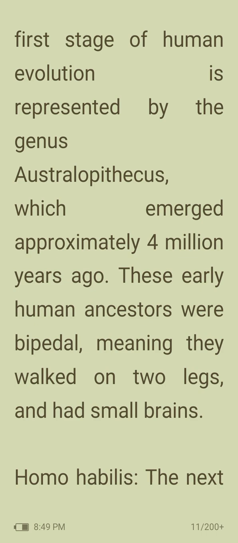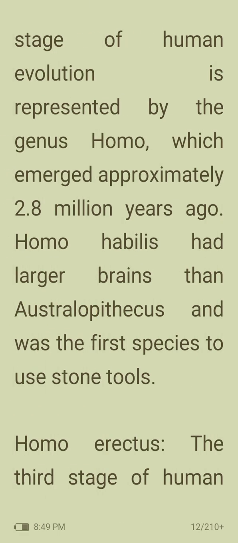Then Homo habilis. The next stage of human evolution is represented by the genus Homo, which emerged approximately 2.8 million years ago. Homo habilis had larger brains than Australopithecus and was the first species to use stone tools. Homo erectus.